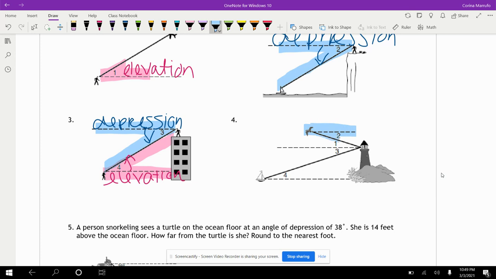Okay. And then the next one, okay, so say you are this bird, and this is a regular line of sight, and they're having to look down at the lighthouse. So this is considered an angle of depression. Okay, and then what if you're the person in the lighthouse and you're having to look up at the bird, okay, that is considered elevation. Now, you can also be in the lighthouse and be looking down at the sailboat. So if you have to look down at the sailboat, this is considered an angle of depression.